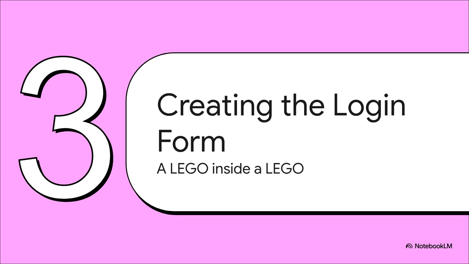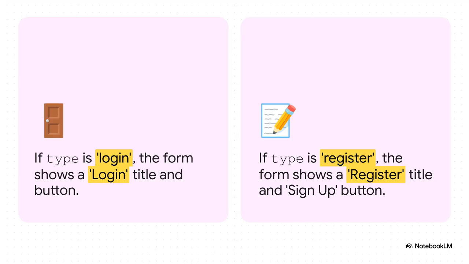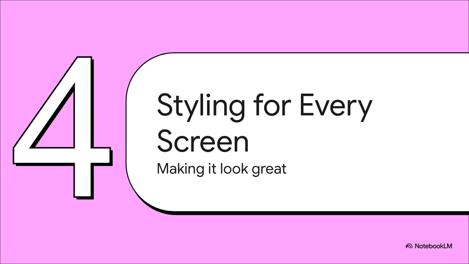Now let's build another Lego to snap right inside it, a dynamic login and registration form. And this is where the power of components just shines. Check this out. We can build one single smart function for our form. If we tell that function we need a login form, it gives us a login title and a login button. But if we tell that exact same code that we need a register form, it spits out a registration title and a sign-up button. It's just so efficient. No repeating code.